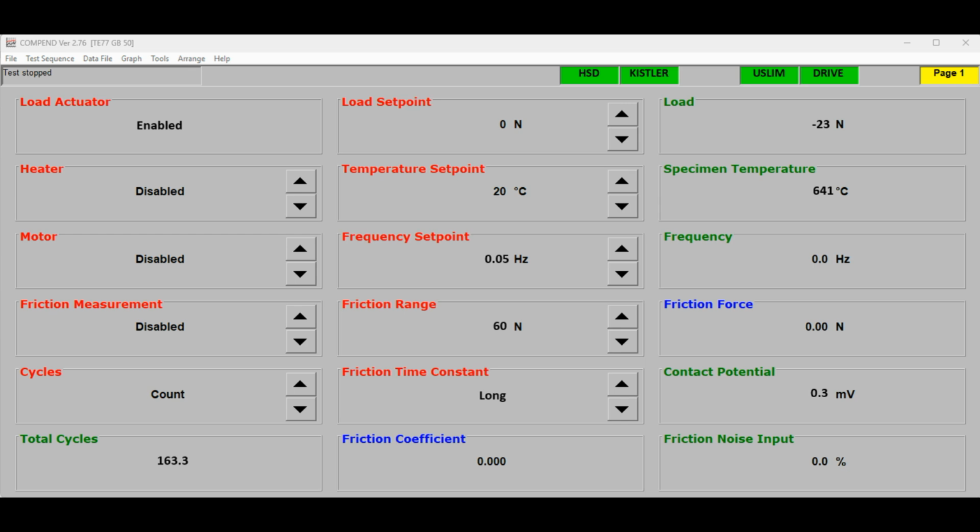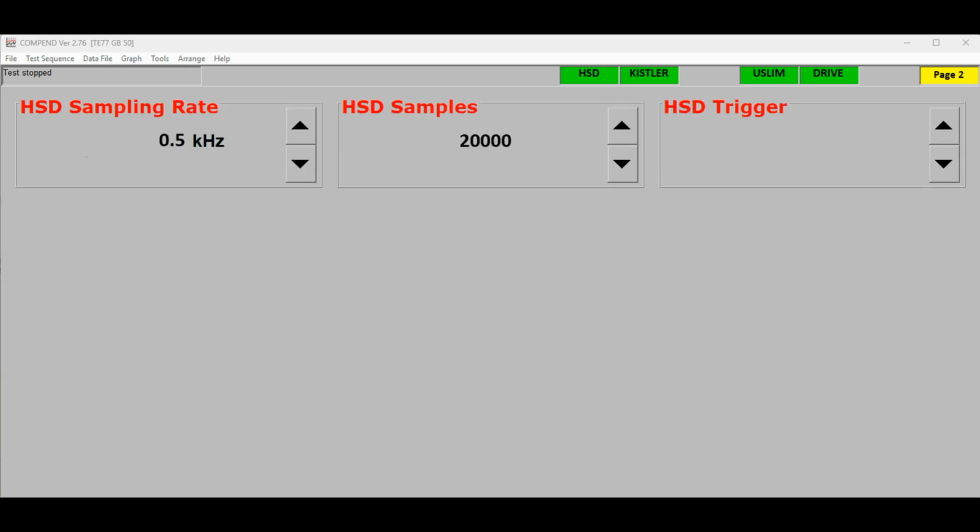In this case I'm going to put it in manually. I've set 200 newtons and I've set the frequency at 0.5 Hertz. The motor is disabled, so when I enable it, it will start moving. Okay, we're now running. Go to page 2 by right clicking on the yellow box.